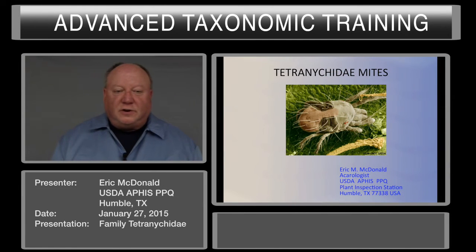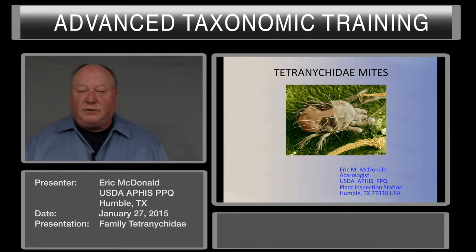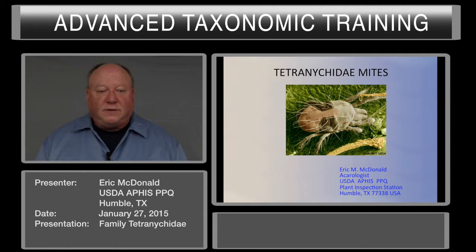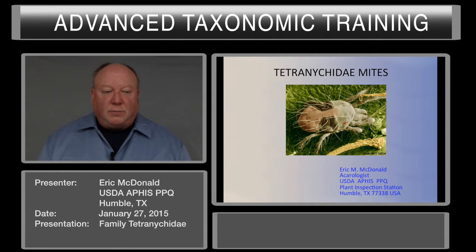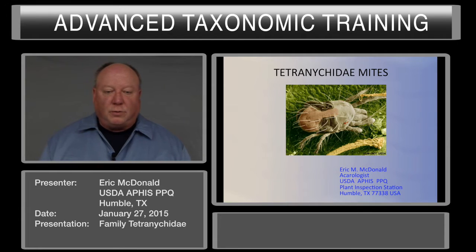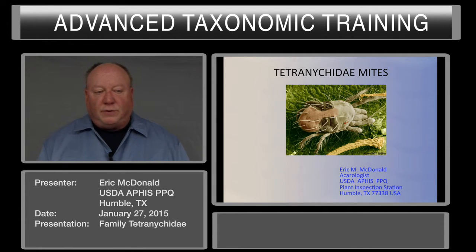Today's presentation is an introduction to the mite family Tetranychidae. The Tetranychidae are commonly known as the spider mites, and it is a large group with worldwide distribution. All spider mites are phytophagous plant feeders, and several are major pests of many crops, including apples, cassava, citrus, cotton, roses, and other ornamentals. The family Tetranychidae is the most important member of the Tetranychidae.